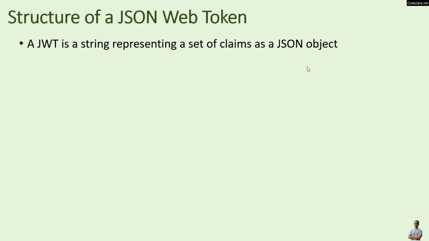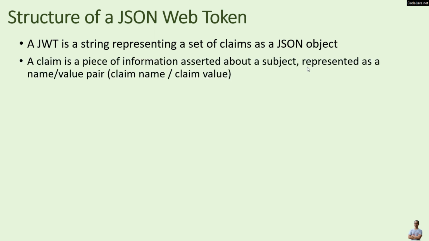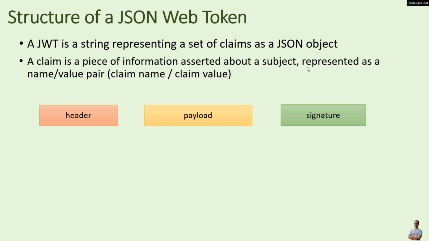Simply put, a JWT is a string representing a set of claims as a JSON object. A claim is a piece of information asserted about a subject, represented as a name-value pair, claim name and claim value. And the structure of a JSON Web Token consists of three parts: header, payload, and signature, separated by dots. And the header specifies the cryptographic algorithm applied to the claim sets in the token. Here's an example. The type is JWT and the algorithm is HS256.